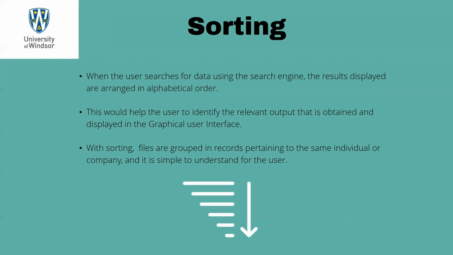As you know, merge sort is a divide and conquer algorithm which divides the input array into two halves and then calls itself, halving the array again and repeating these steps again and again. Then the algorithm calls the merge function to merge the two halves together, and the output is a sorted array. This would help users to identify the correct output that is obtained and displayed in the graphical user interface.